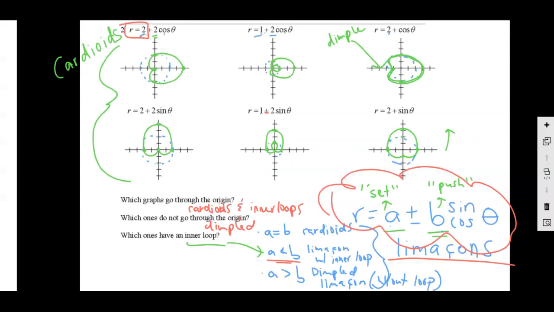So there we go. The different types of limacons. Those are kind of the hardest, I think. But yeah, those limacons. You can have cardioids, that's when A equals B. You can have the inner loop, that's where you push it back more than you set it.